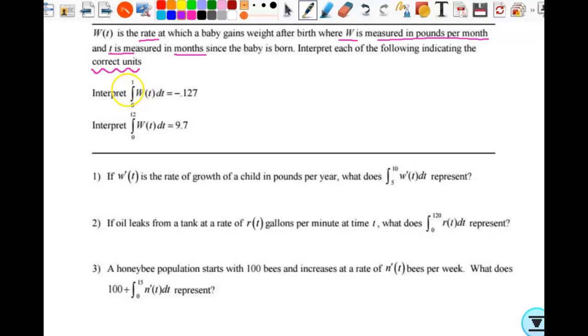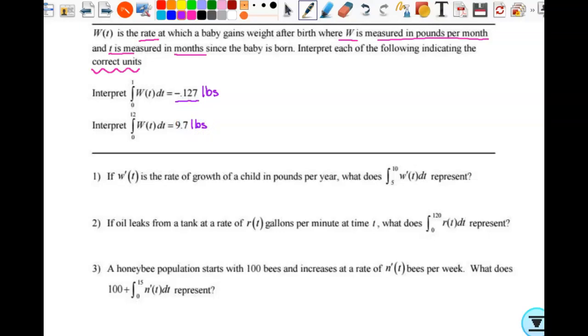Pounds, because if I'm doing an integral, that's like our area under the curve, right? And we're going to take W of t, which is pounds per month, times dt, the change in t, which is months. So you're taking pounds per month times months, and you end up with pounds. Does that make sense? So that means this represents pounds. We can put pounds on there, right? And this is pounds. That's our units on there, right?